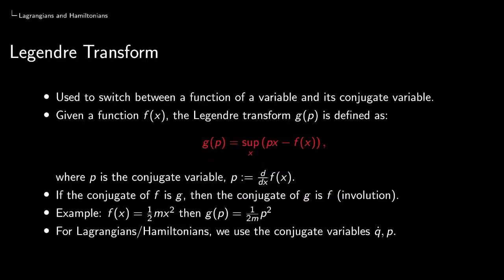And in the case of a Lagrangian and a Hamiltonian, we find that the conjugate variables q dot and p are conjugates to one another.